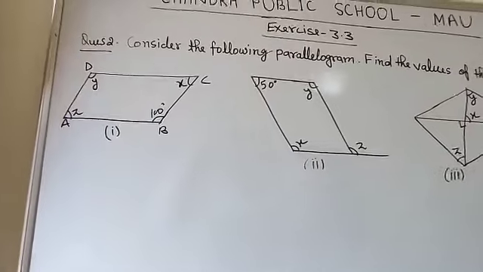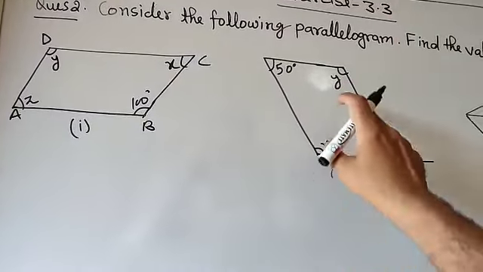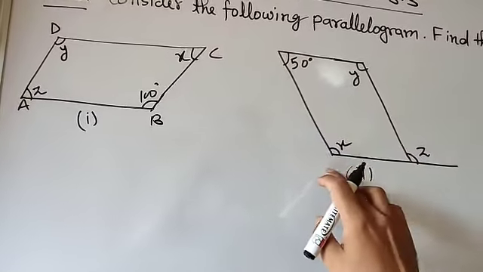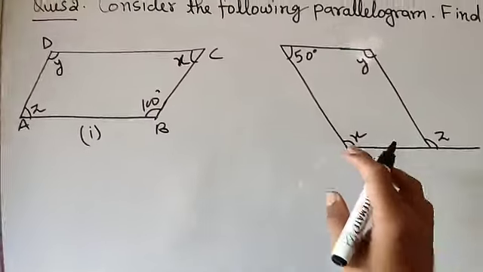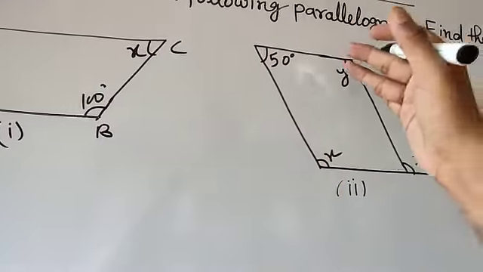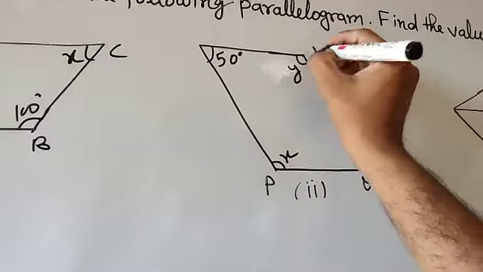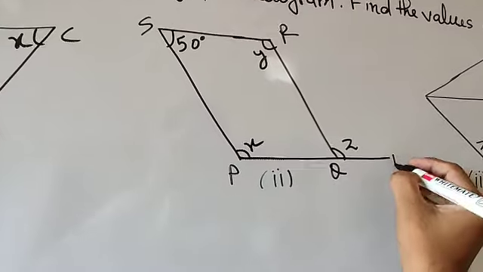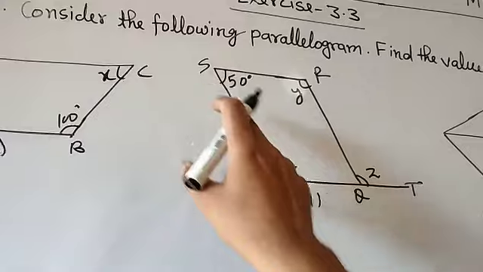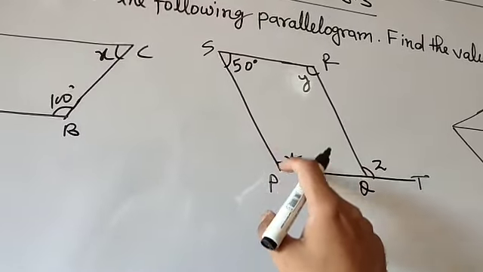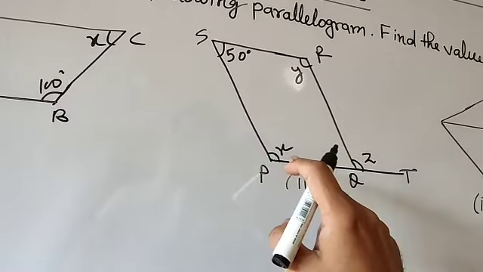Now students, I am going to explain the second part. In the second part, 50 degrees is given, and you need to find x, y, z. It is given that this diagram is a parallelogram. If the name is not given in the question, you can give the name yourself, like P, Q, R, S, and if it is extended, suppose that it is T. Angle S and angle P are adjacent angles, so their sum will be 180 degrees. So x plus 50 equals 180, then x equals 130 degrees.